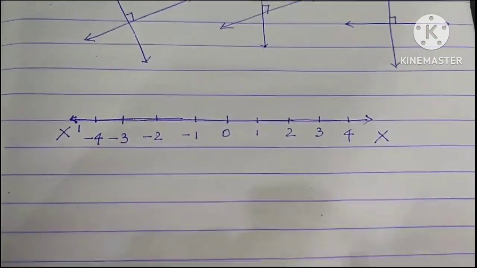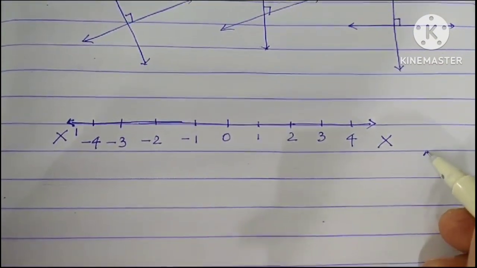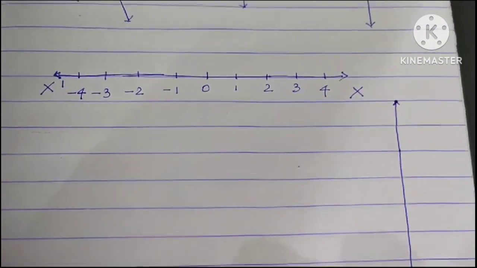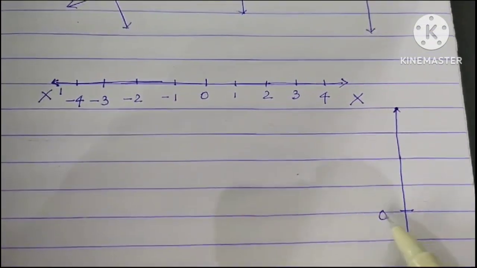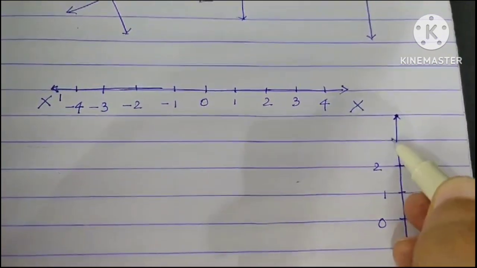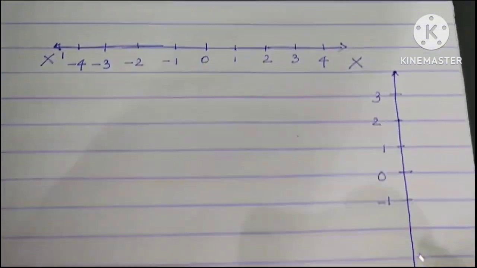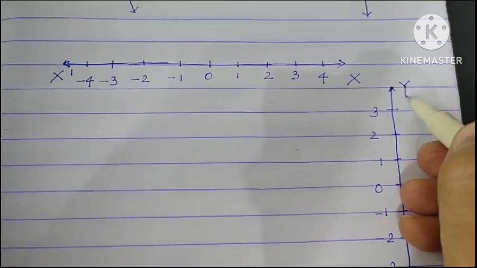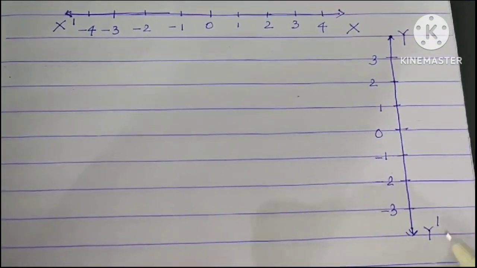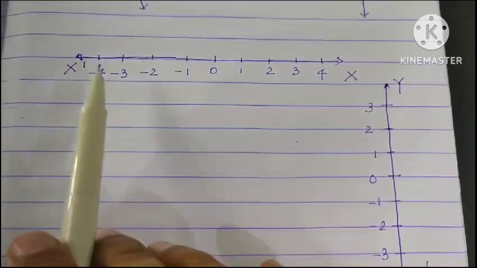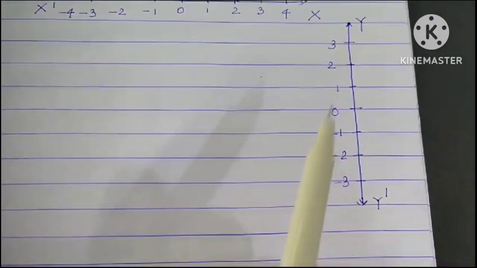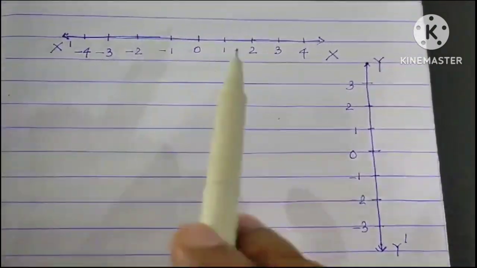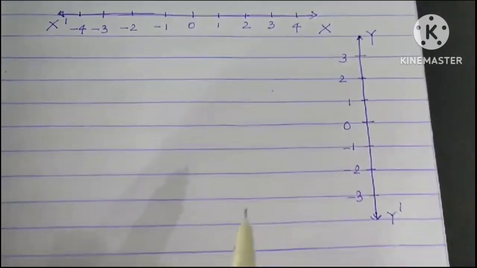We will take another line like this, vertical. Here it will be the origin. On this side it will be plus 1, 2, 3, and on this side minus: -1, -2, and -3. And we will name it y and y dash. So what we have done, we have taken two lines: one is x dash x and one is y dash y. We will follow these two lines, horizontal and vertical, in this chapter.